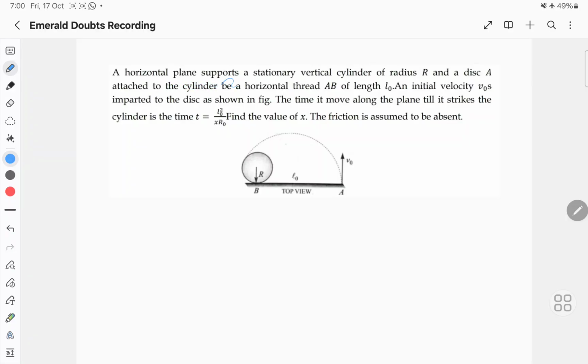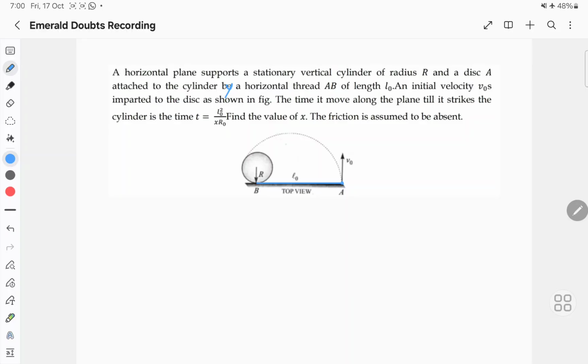A horizontal plane supports a stationary vertical cylinder of radius r and a disc A attached to the cylinder by a horizontal thread AB of length L0. So they have shown us the top view. There is a cylinder and there is this thread. At the end there is a disc, they have called it. And the length of the thread is given as L0.